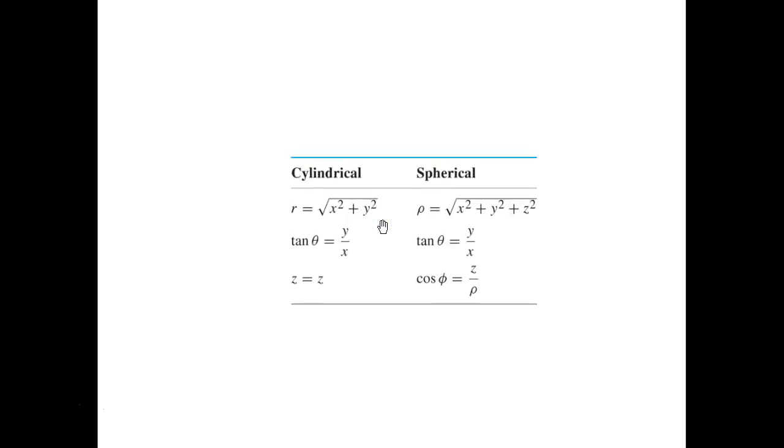Now this is not quite the same way they did before, but given x, y, z rectilinear coordinates, for cylindrical, r is equal to the square root of x squared plus y squared. Rho is equal to the square root of x squared plus y squared plus z squared. Theta is the same in both, tan theta is y over x. Cylindrical z is equal to z. The third component in spherical is phi, the cosine of phi is z over rho, where rho is the square root of x squared plus y squared plus z squared.